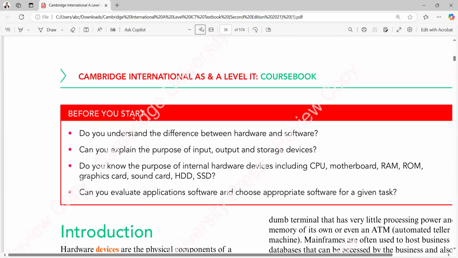Danish, can you tell me the difference between hardware and software? Sir, hardware, USB for example, hardware USB, printer. These are examples of hardware. Can you be specific? Sir, those which physically exist.